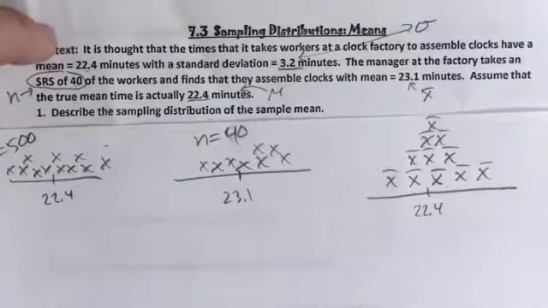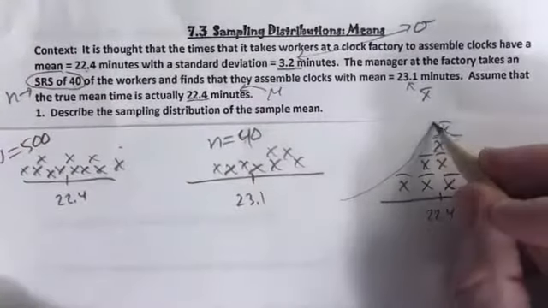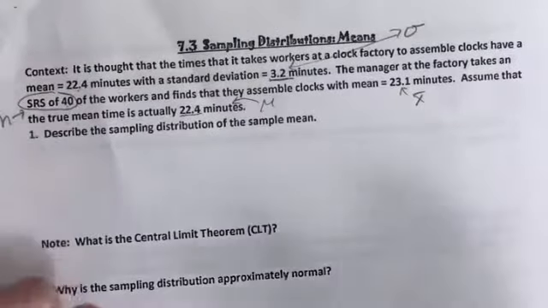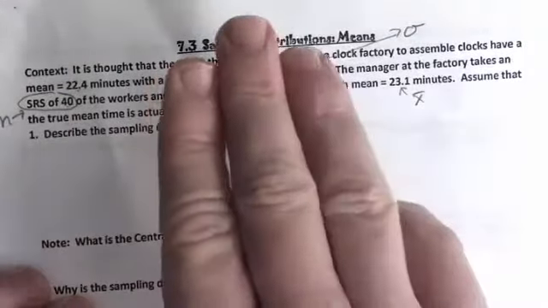So now to describe the sampling distribution, to describe these values, just like earlier in the year when we described distributions, we have to use CUSS. In other words, describe their center, their unusual values, their shape, and their spread.